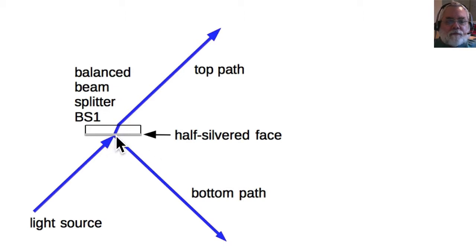But half the intensity gets transmitted. When it does, the angle of the beam changes because of refraction. The refractive index of glass is higher than air. And then when it leaves the glass, the angle will be restored to its original, and it will take the top path. That transmission will not change the phase of the electric field or the wave function.